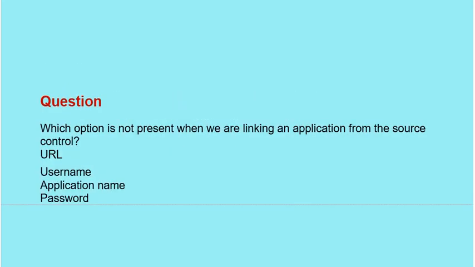Question is, which option is not present when we are linking an application from the source control? Option A, URL. Option B, username. Option C, application name. Option D, password.